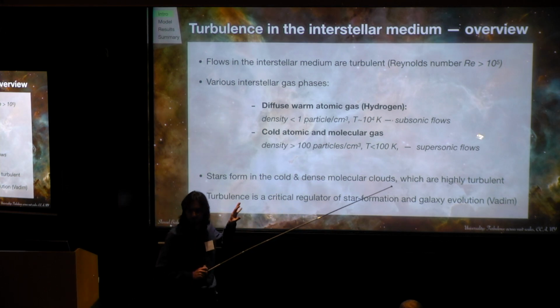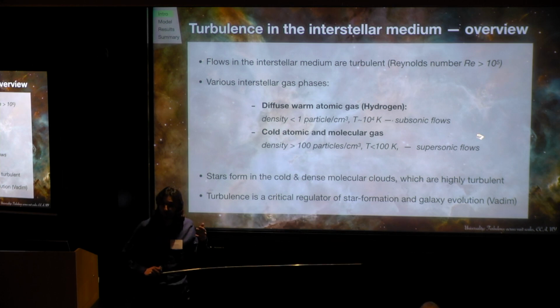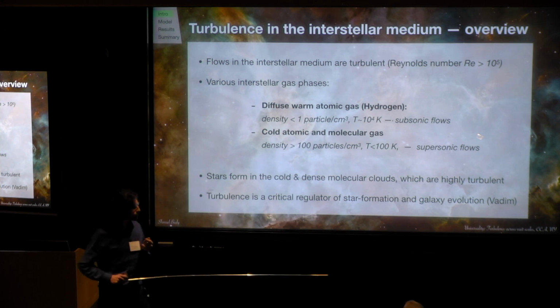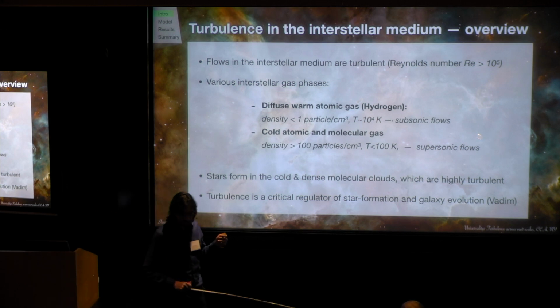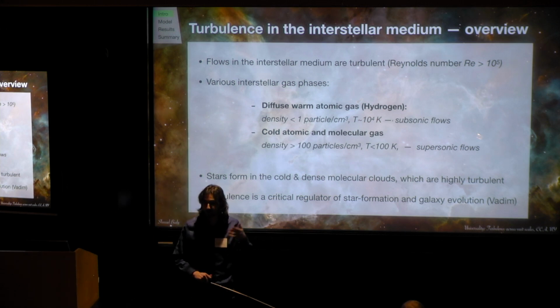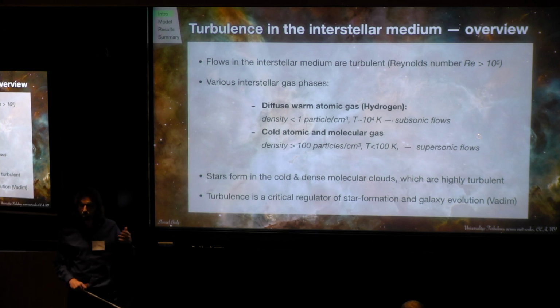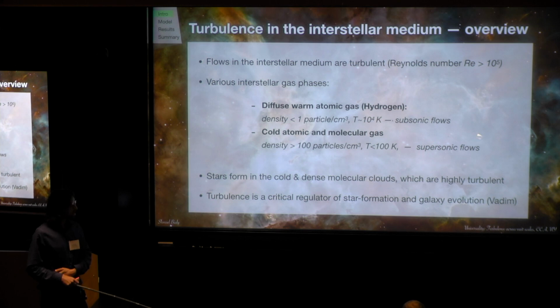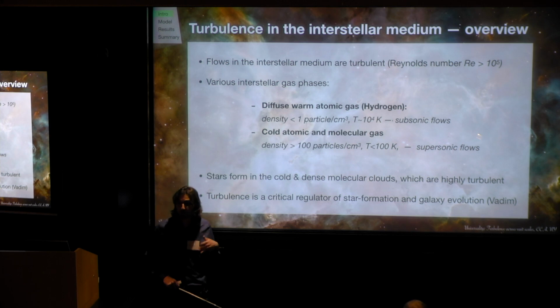So just to start with a short overview, because we come from different fields, about the interstellar medium and the turbulence in it. In the interstellar medium, flows become very rapidly turbulent because of the high Reynolds number, which you can very easily estimate. The Reynolds number is about 10^5, 10^6, sometimes even more. So any flow becomes very turbulent, and it may be supersonic or subsonic depending on the phase of the ISM.